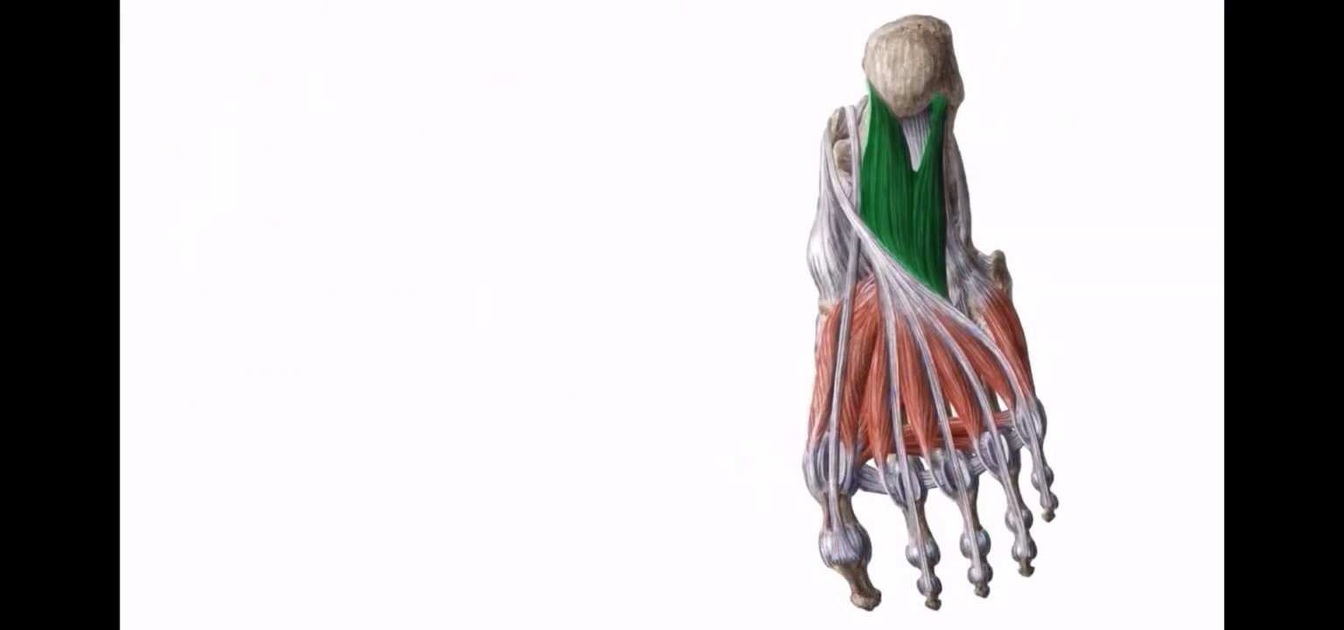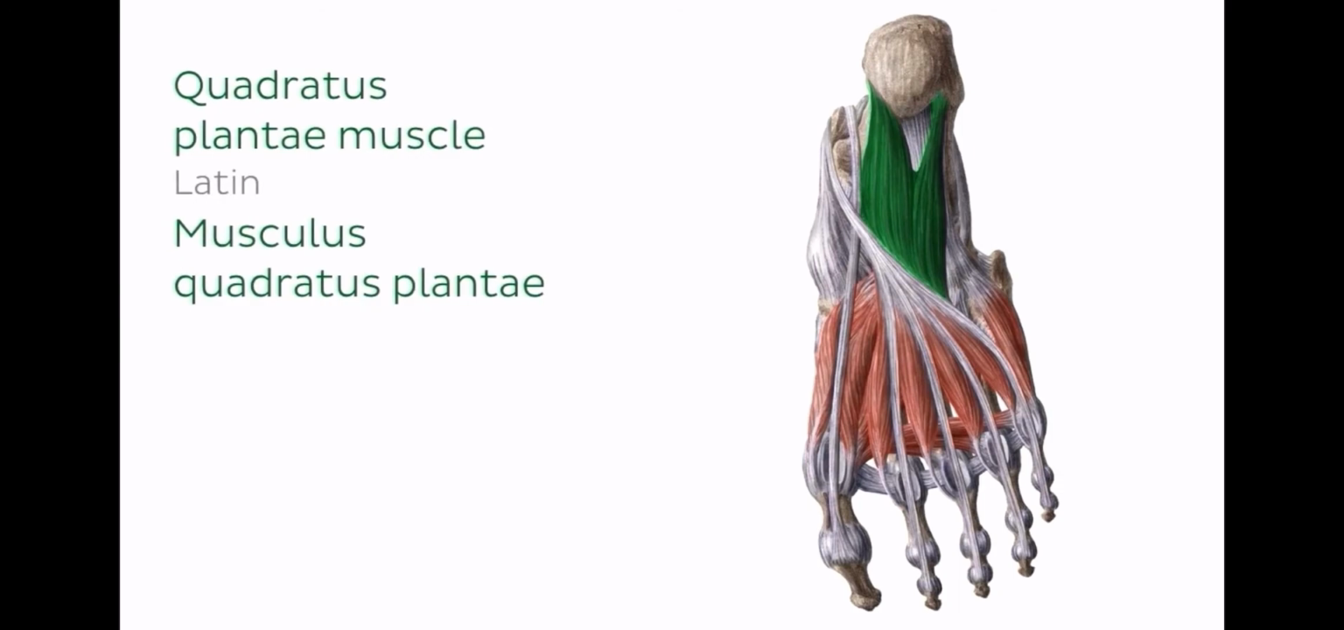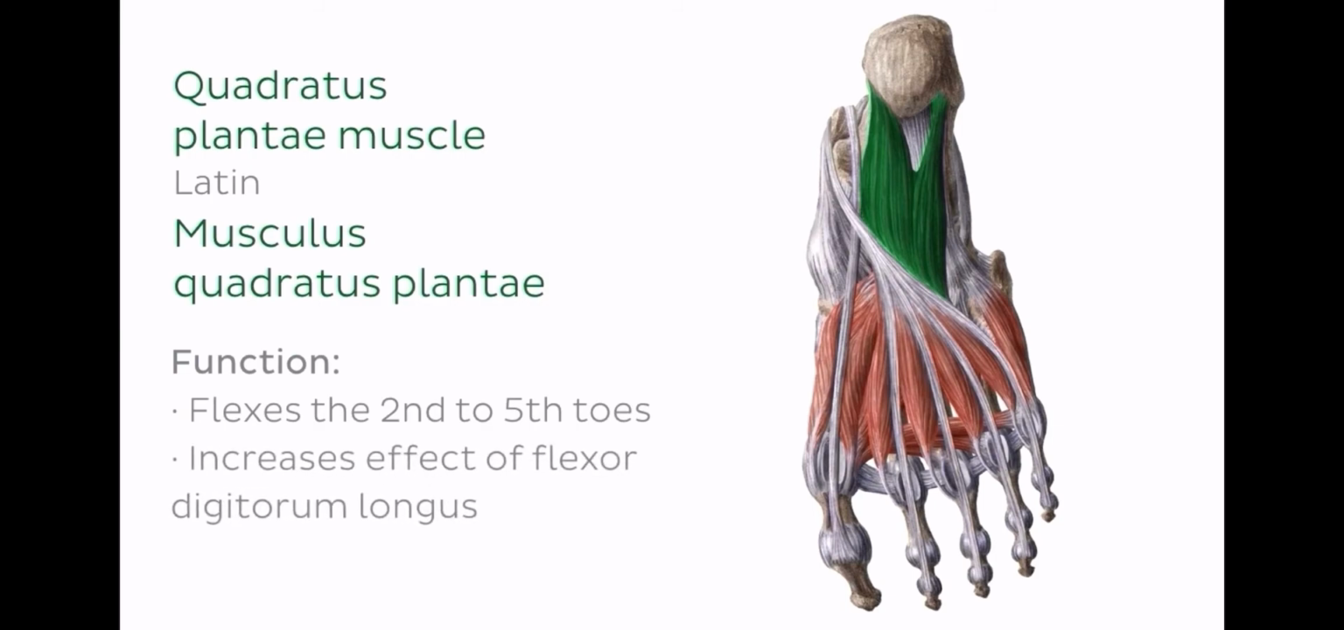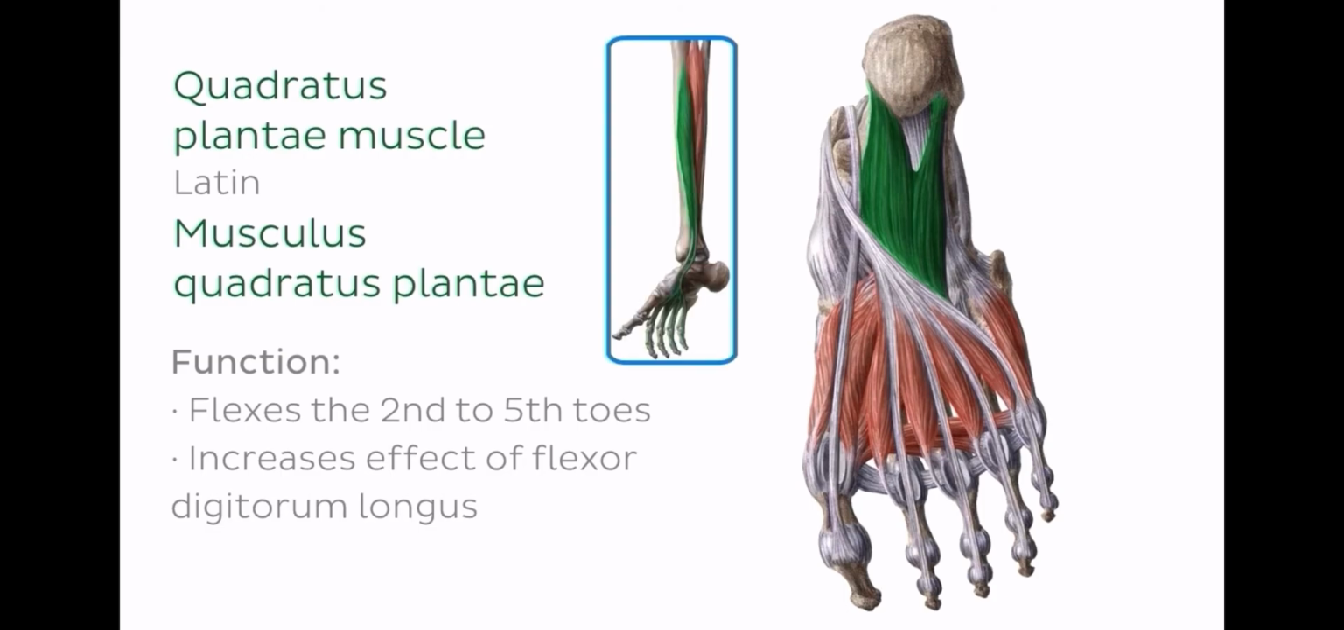Let's move on now to a very interesting muscle called the quadratus plantae muscle. And as you can see in the image, it's shaped like a quadrilateral, which is why it's called the quadratus plantae muscle. And the quadratus plantae muscle is involved in flexing the second to fifth toes. And it also helps to redirect and augment the pull of the flexor digitorum longus. Now, if you recall, the flexor digitorum longus flexes the second to fifth toes at the metatarsophalangeal joints and the proximal interphalangeal joints. And I'm just going to bring in this image of the muscle, just to remind you what it looked like.